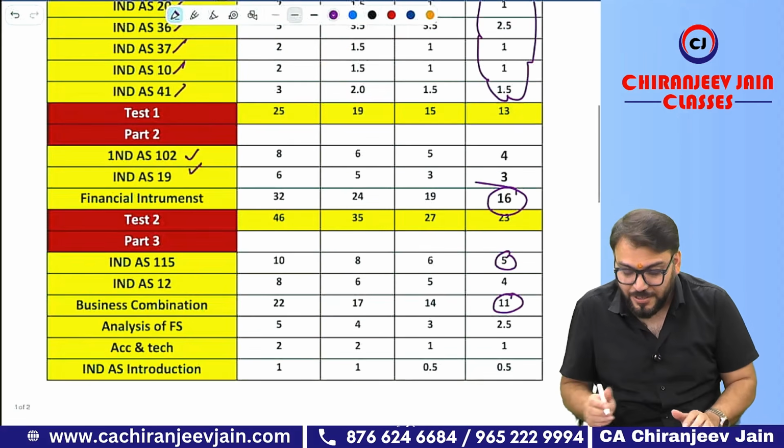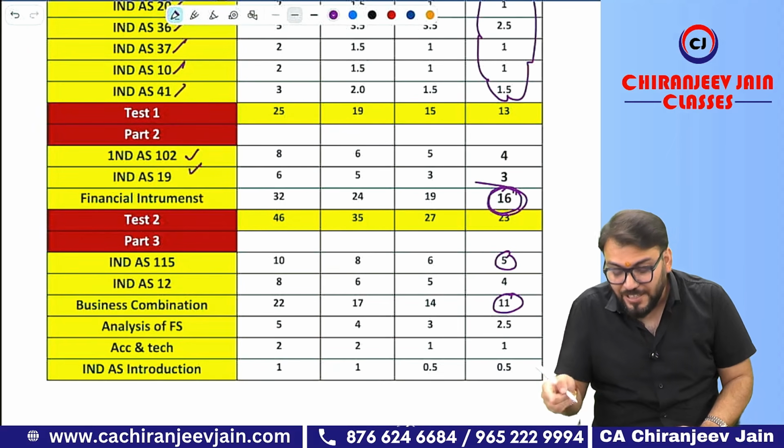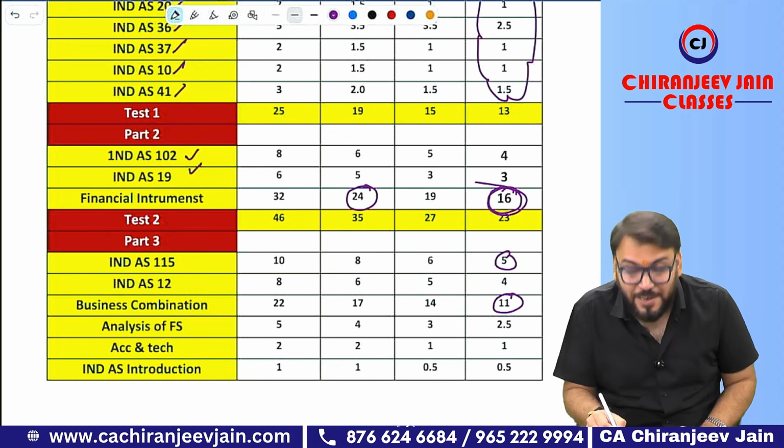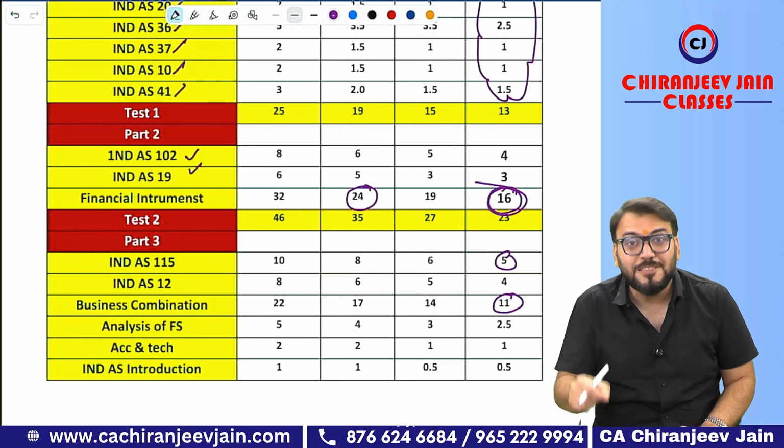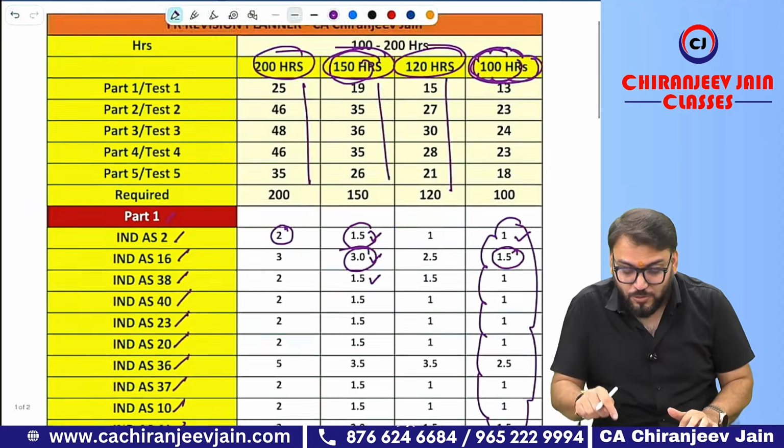Coming to a bigger chapter, financial instrument, I have already given 16 hours. So 24 minus 16 means 8 hours you need to practice financial instrument questions. And trust me, this will help you understand how many hours are required for practicing questions chapter by chapter. This planner is going to save you.